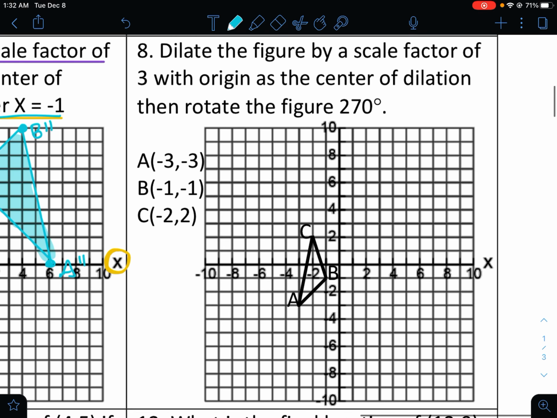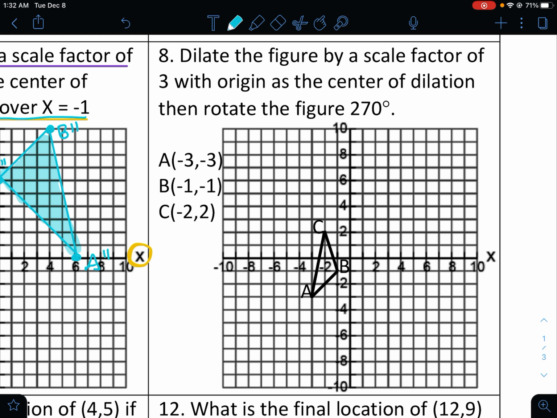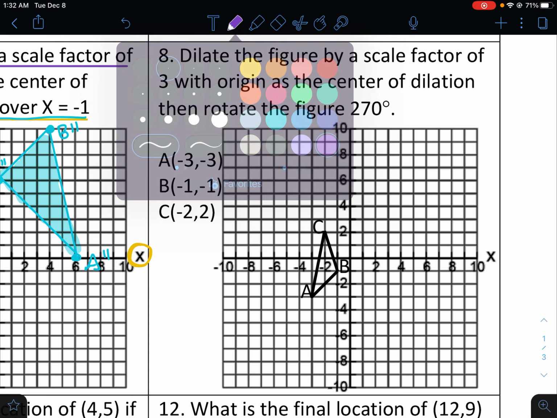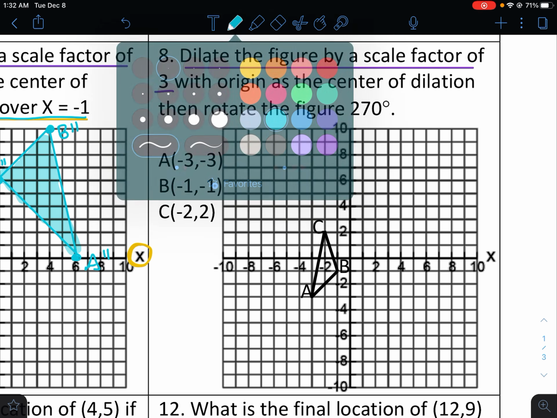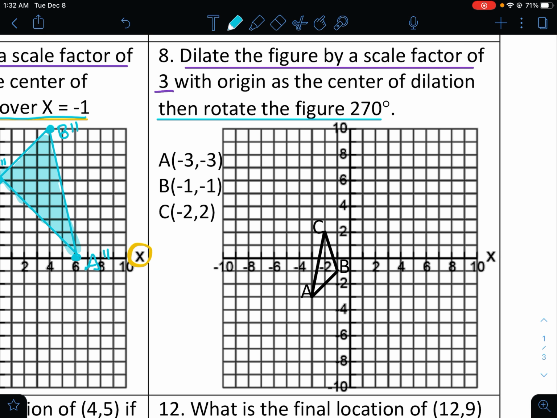All right, number 8. Dilate the figure by a scale factor of 3 with the origin as the center of dilation. So that's the first one we're going to do. And the second one says rotate the figure 270 degrees. It does not say clockwise or counterclockwise, and that was a mistake, sorry. So I'm going to put clockwise. Sorry about that.